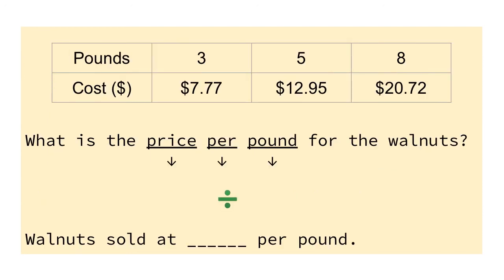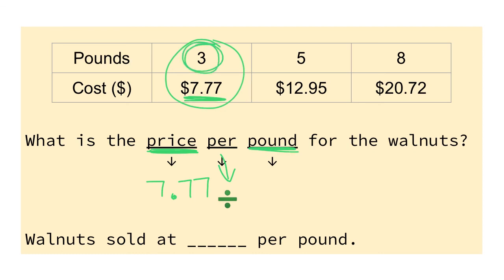Since it did not matter which option I chose, the 3 pounds, 5 pounds, 8 pounds, I'm just going to pick the first one, the 3 pounds. So I asked for the price first, and the price was $7.77. Per means you're going to divide. And then I asked for the pounds second. That was 3. If I divide those, the walnuts sold for $2.59 per pound.